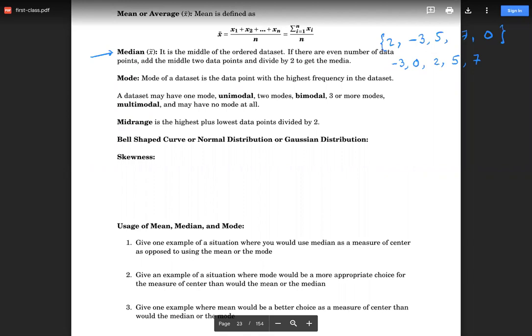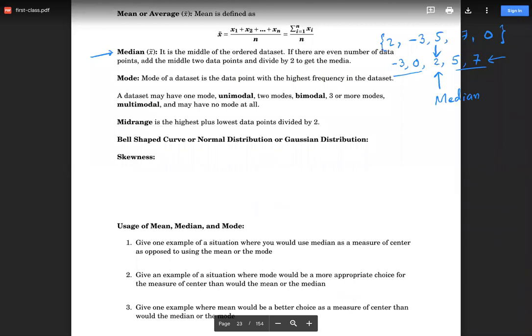Amongst these ordered data points, which one is the middle? Obviously, it's clear. 2 is the middle, correct? There are 2 data points to the right and 2 data points to the left. So this is my median. That's how you find the median.